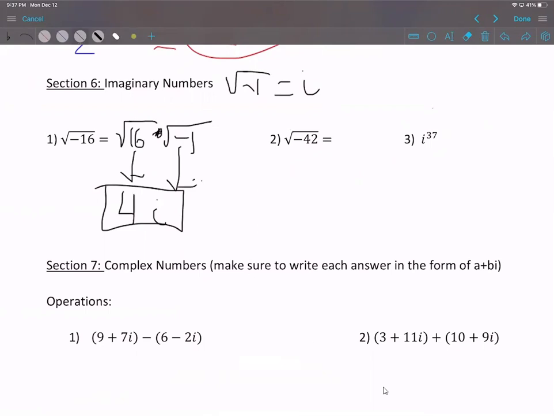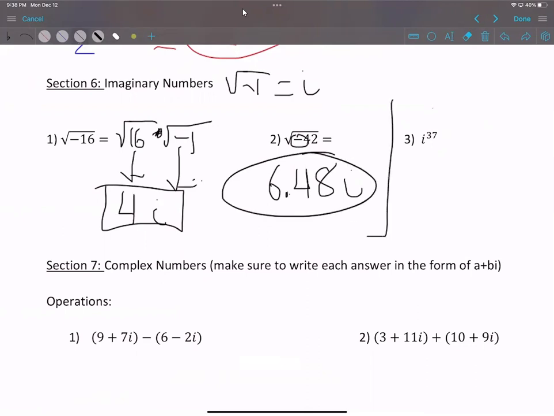Just put in your calculator the square root of +42, because you'll get an error if you try and put in the negative, because technically there isn't a real solution. So that's about 6.48. Since there's a negative though, you're going to have an i at the end of your answer. So those ones should be pretty easy when you get to your assessment.